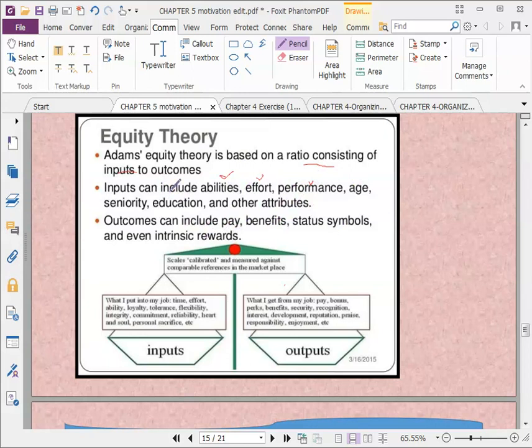Okay, for example, kalau nak cari kerja kan, so you have your own abilities. Okay, so you have the experience in the workplace. Okay, contoh dah ada pengalaman setahun dua. Okay, you have a degree in your education, and then you are already senior in your industry. So itu input yang you ada as an employee.